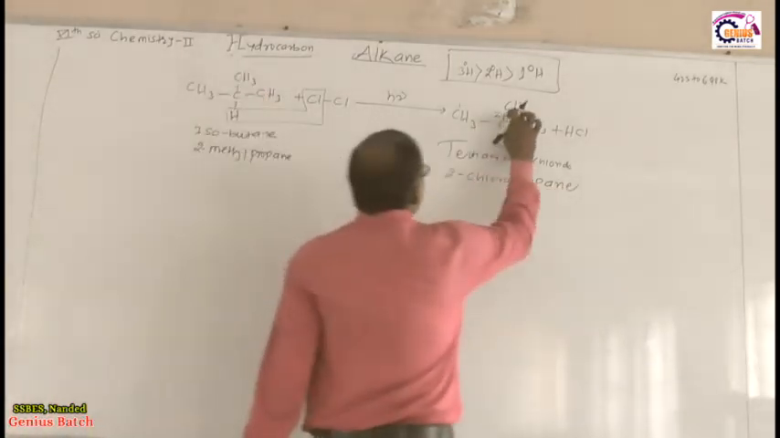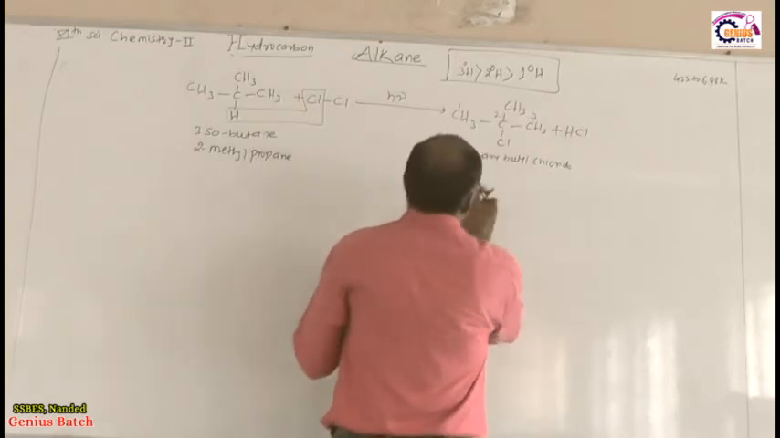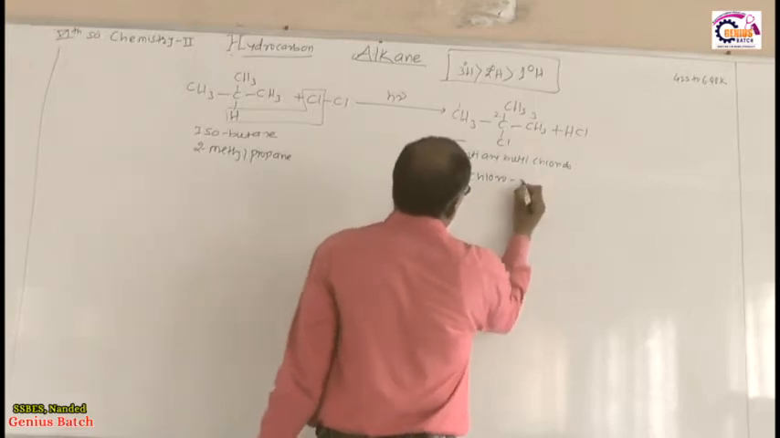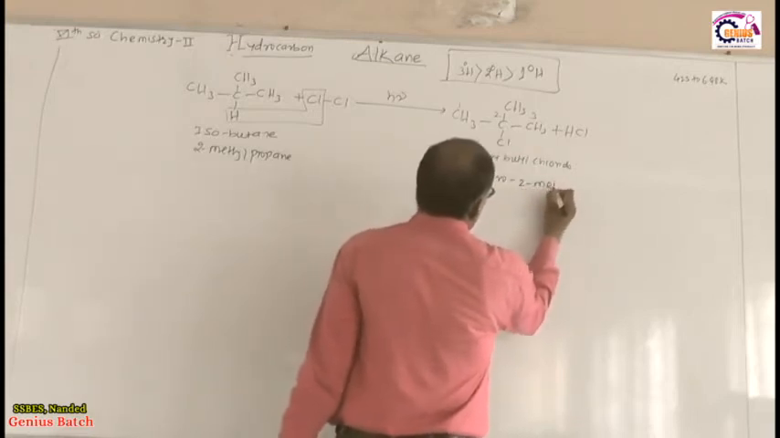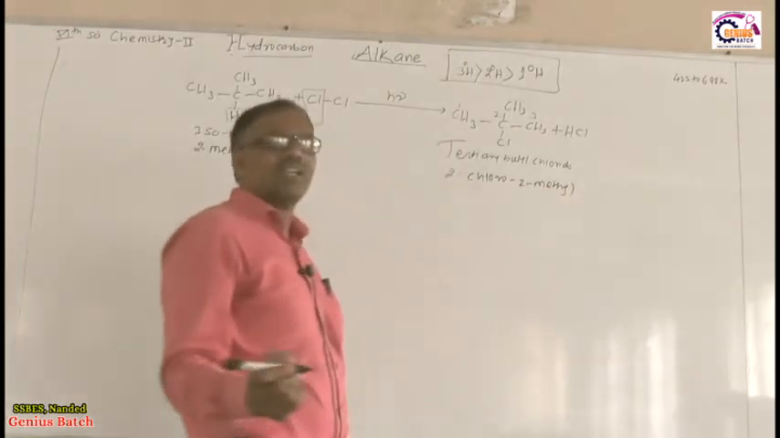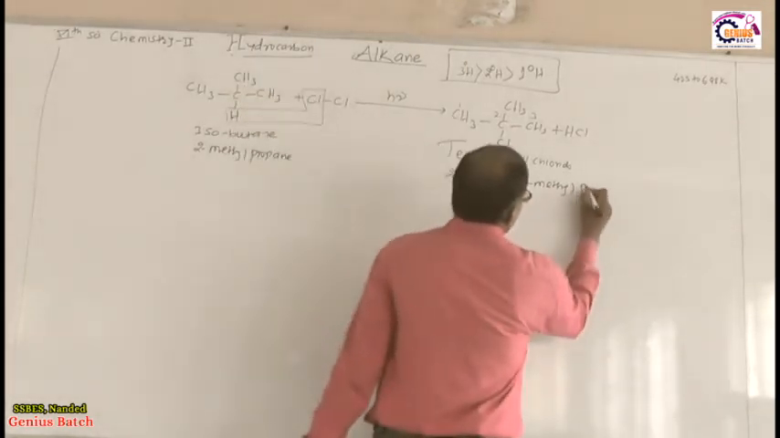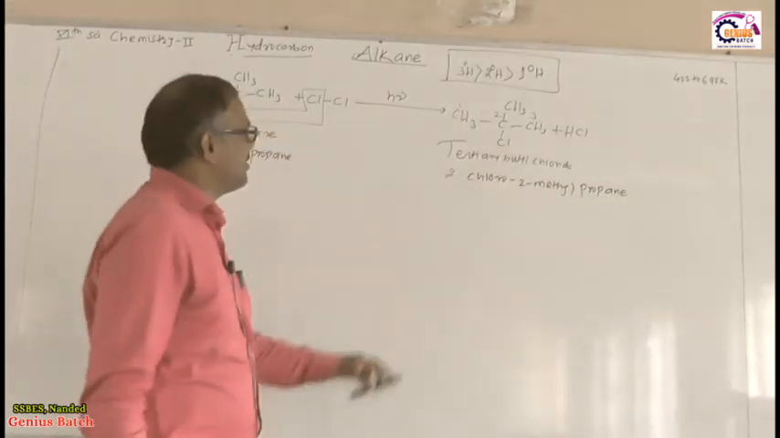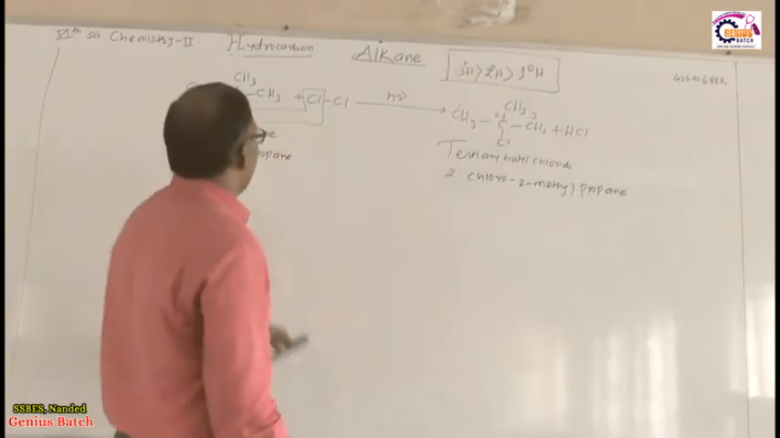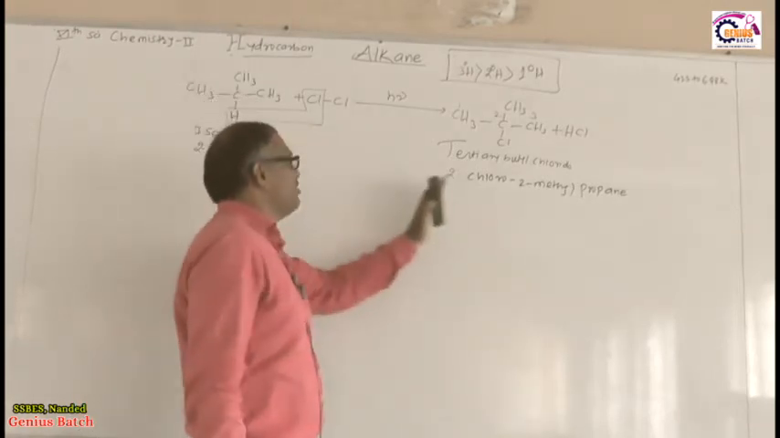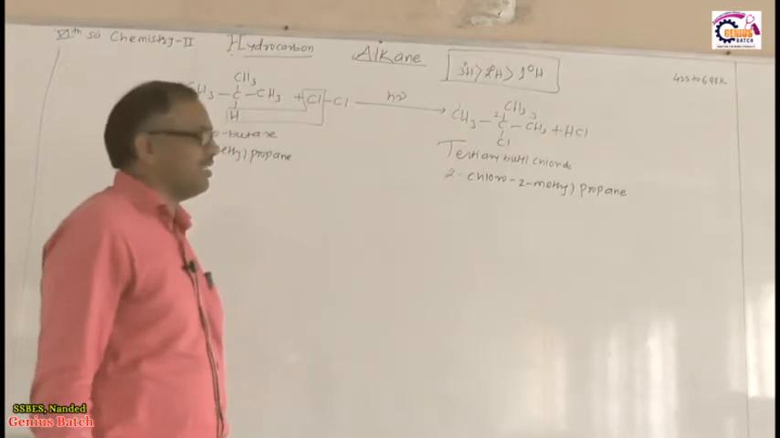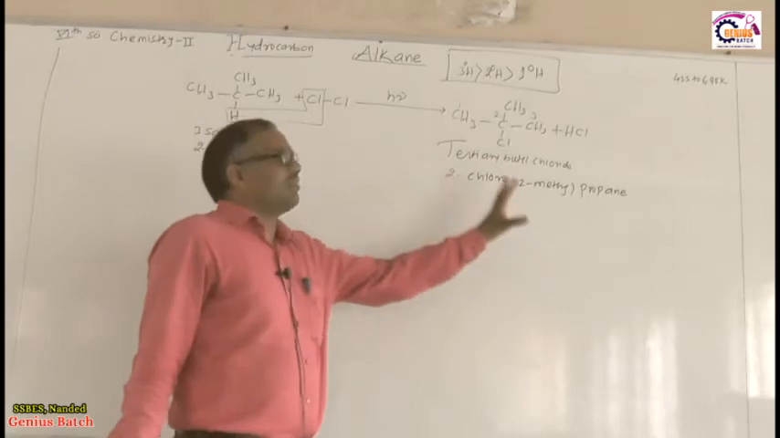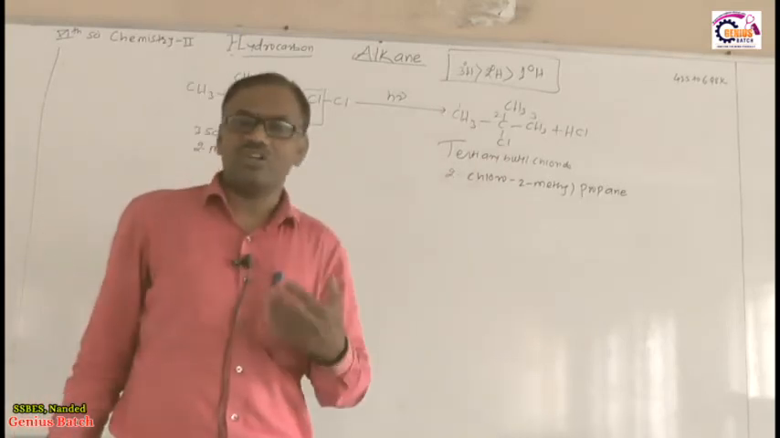But a methyl group is present at the 2 position, so one more thing is there. First you write the name of the functional group, 2-chloro, and at the second carbon atom a methyl group is there. So 2-chloro-2-methylpropane. This is the IUPAC name. So what is the IUPAC name of this compound? 2-chloro-2-methylpropane. From 2-methylpropane, you will get 2-chloro-2-methylpropane. Right, okay. So you can solve such types of questions for the chlorination of alkanes.